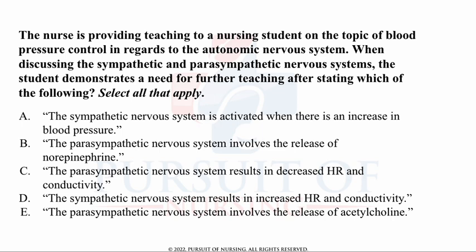Which statements are wrong? So the sympathetic nervous system is activated when there is an increase in blood pressure. The parasympathetic nervous system involves the release of norepinephrine. The parasympathetic nervous system results in decreased heart rate and conductivity. The sympathetic nervous system results in increased heart rate and conductivity. And the parasympathetic nervous system involves the release of acetylcholine. So as you can see, this is assessing your knowledge of the autonomic nervous system and the differences between the sympathetic and parasympathetic nervous systems.